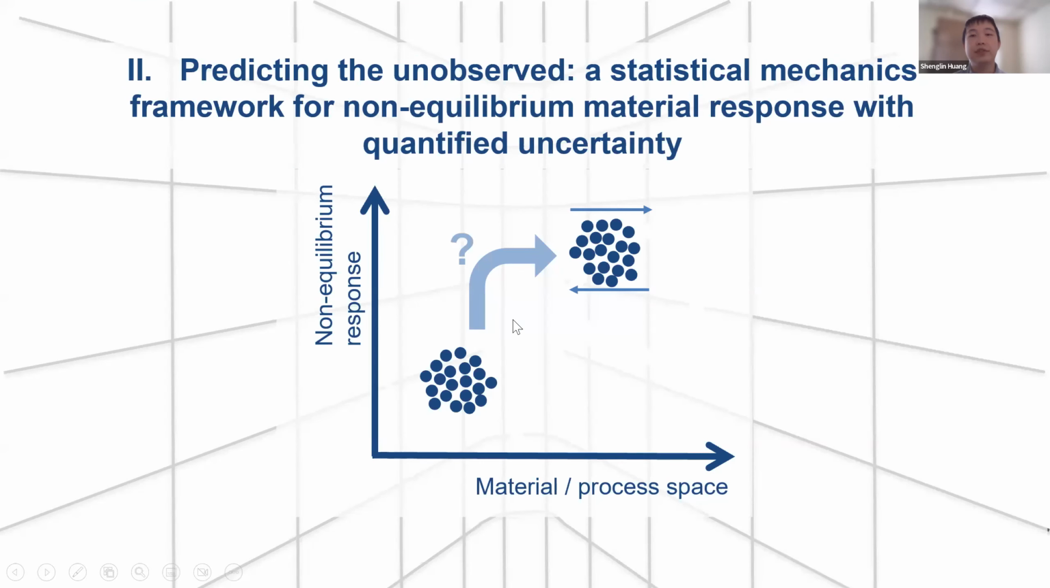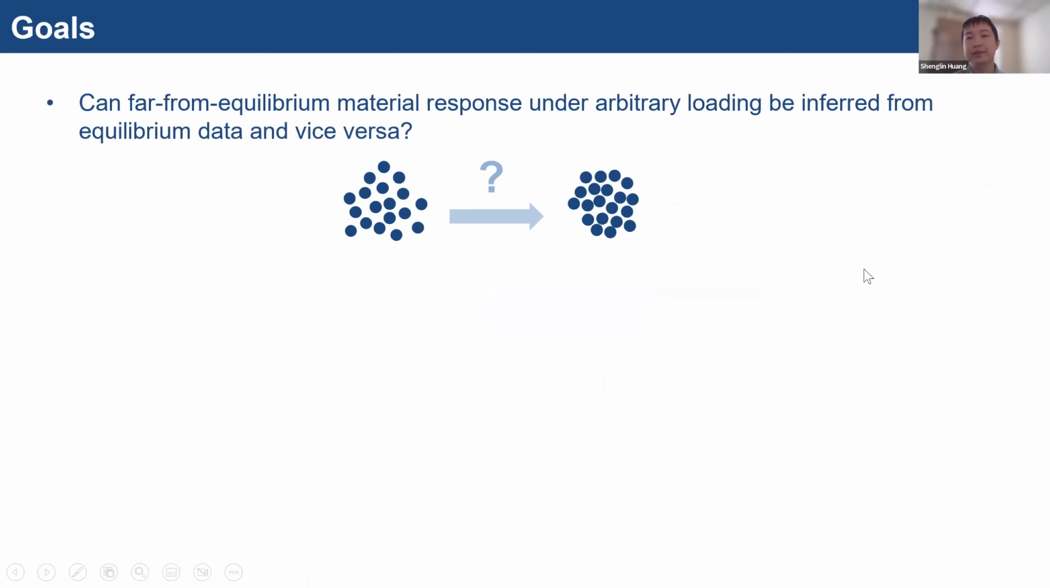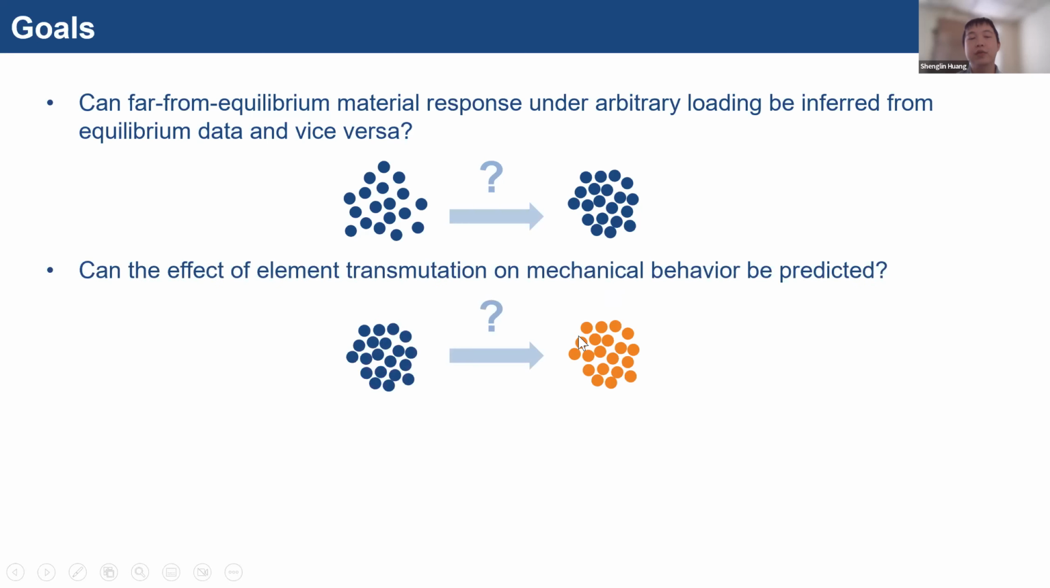Okay, so the second project is predicting the unobserved: a statistical mechanics framework for non-equilibrium material response with quantified uncertainty. So first, I want to ask several questions. Can far from equilibrium material response under arbitrary loading be inferred from the equilibrium data and vice versa? Can we use the non-equilibrium response from one material to predict the response for different materials? And for this prediction, can we do uncertainty quantification?